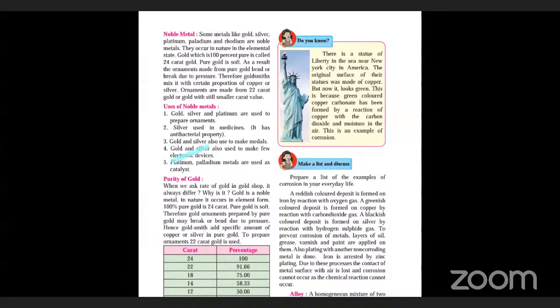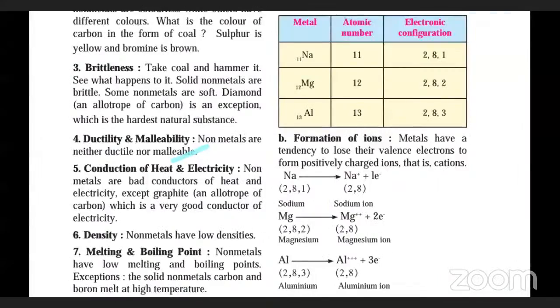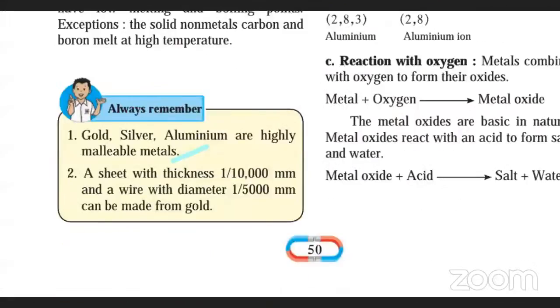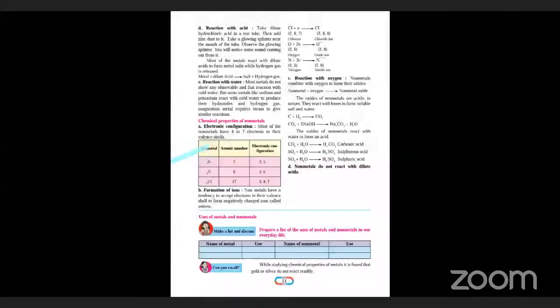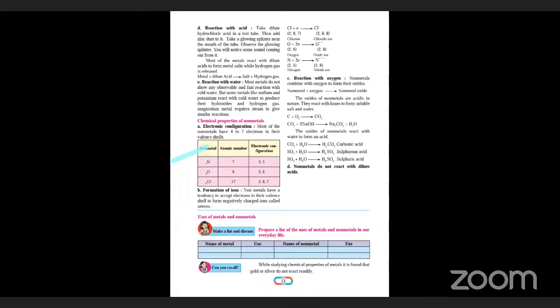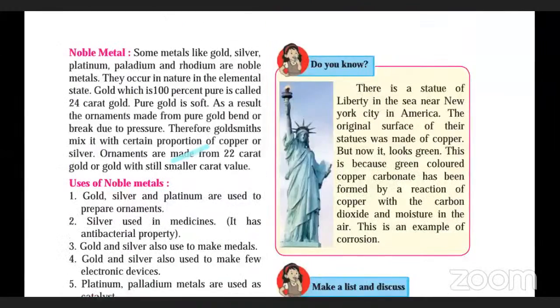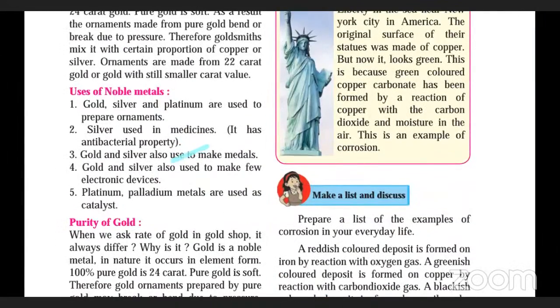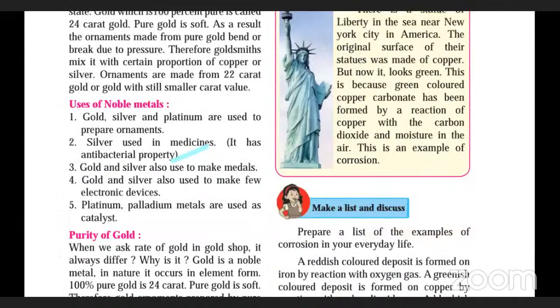Then the part which is remaining here is noble metals, uses of noble metals, and purity of gold. Noble metals means metals which do not react easily with any other substances. If you see here, sodium, magnesium, and aluminium easily combine with oxygen. Such metals combine with anything and form new compounds. But noble metals do not undergo reactions easily; they do not react with anything. These are known as noble metals. In the next class, we are going to study in detail about noble metals, uses of noble metals, and the purity of gold.